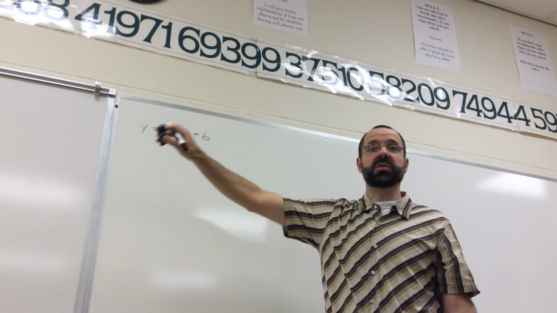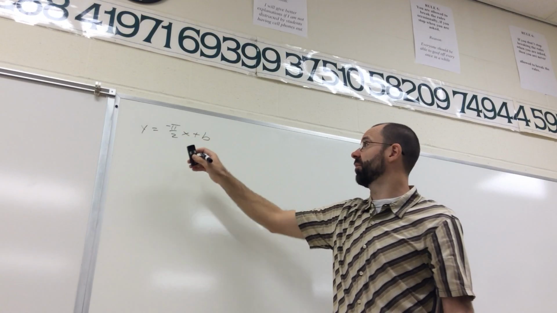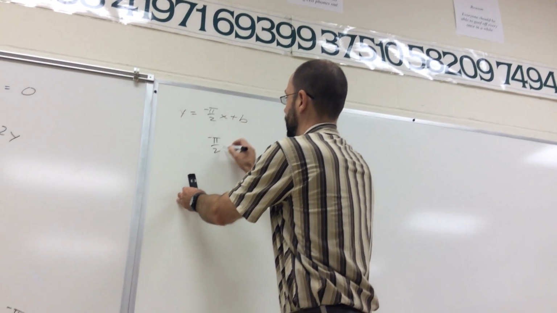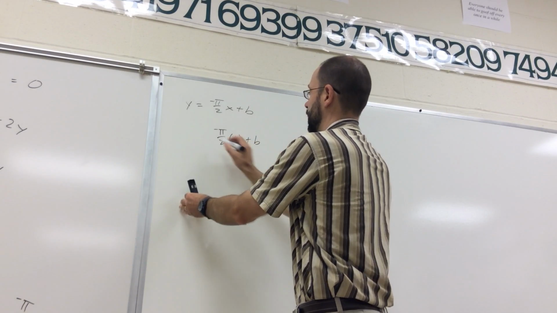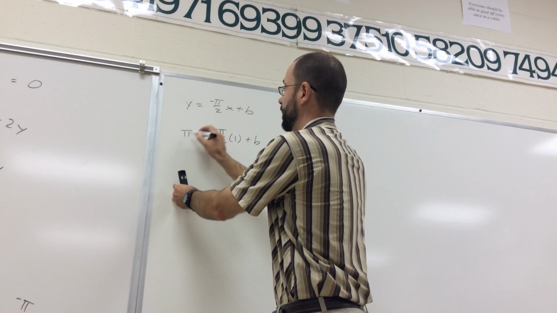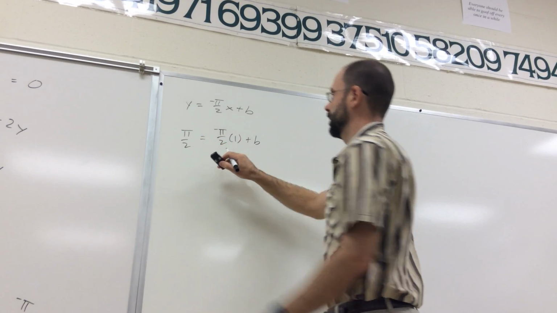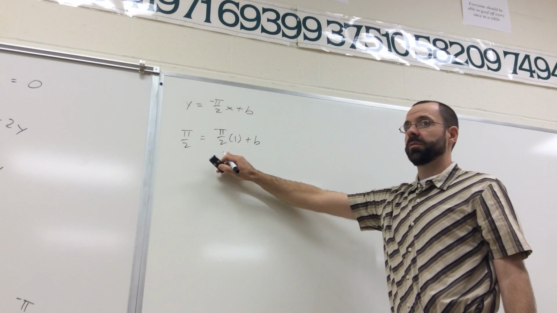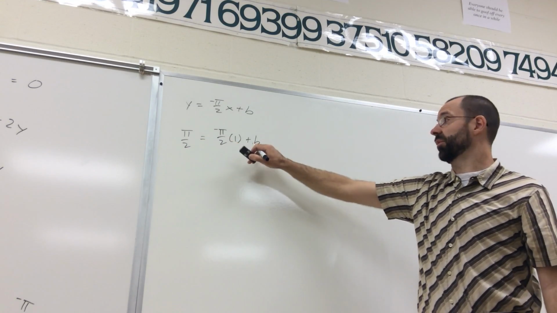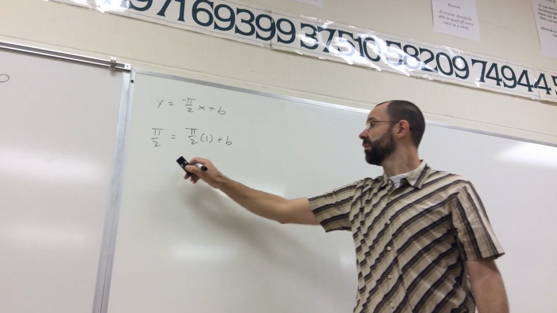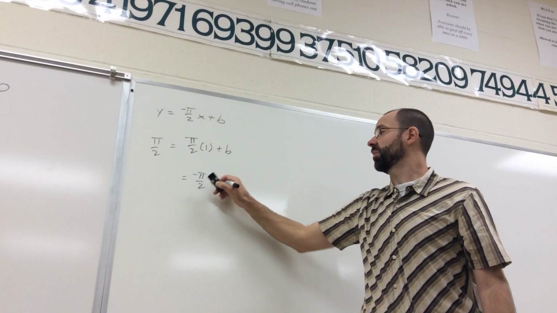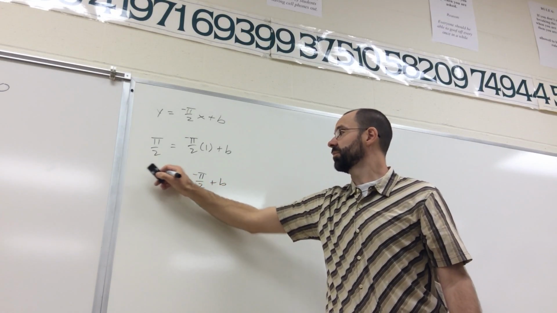And then to find b, you just plug in the point. You put a 1 in for x. So -pi over 2 times 1 should output pi over 2. So I just put a 1 in for x and a pi over 2 in for y again, to figure out the y-intercept. So that's -pi over 2 plus b equals pi over 2.